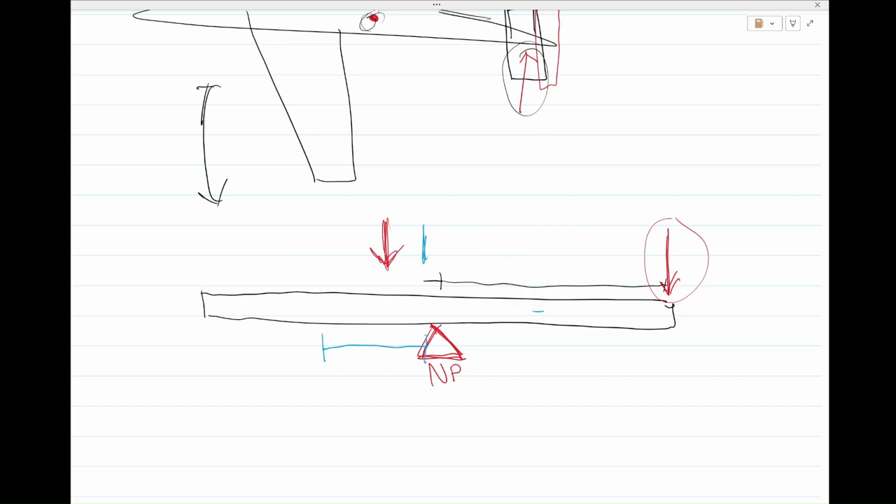If you put it here, it's too close. If you put it here, it's too far. What number are we looking for? Well, the distance between your neutral point right here and your center of gravity is called your static margin.